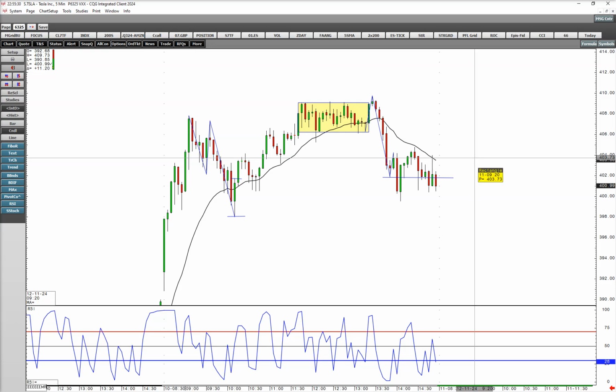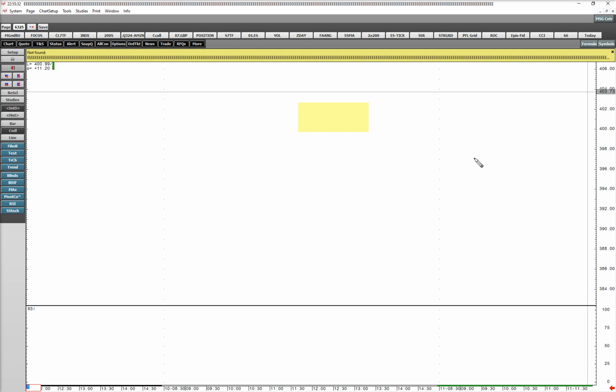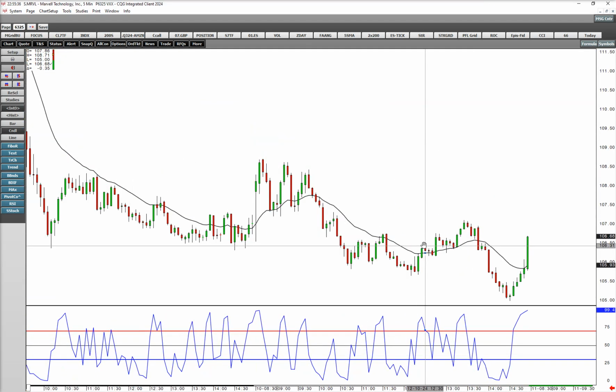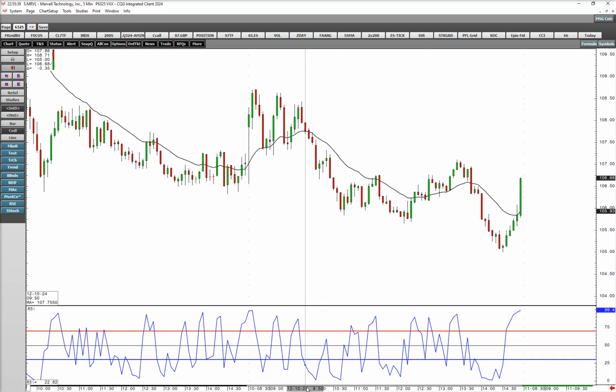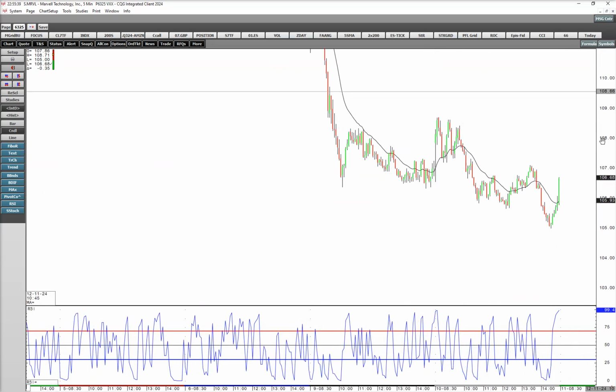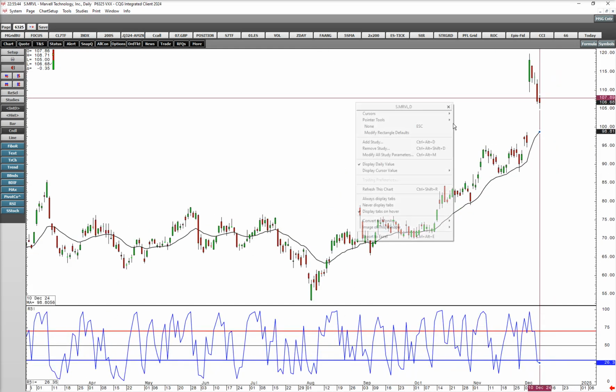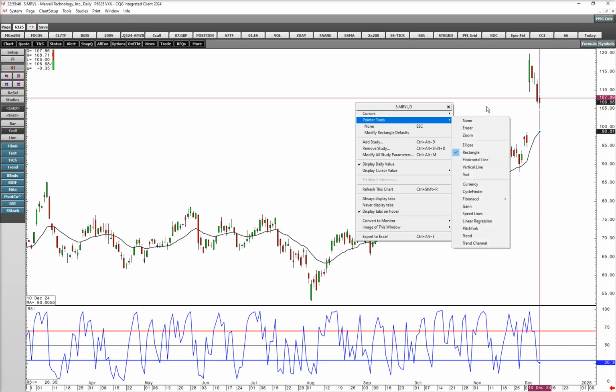And the other one that I saw today, and just to also show you, it doesn't have to only be to the long side. It's just whichever way your trend is. So this is Marvell, which bigger picture on the daily, it had a massive gap.